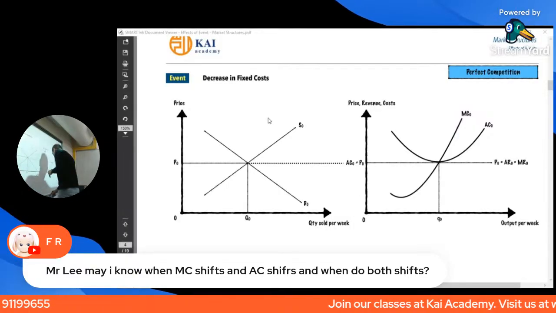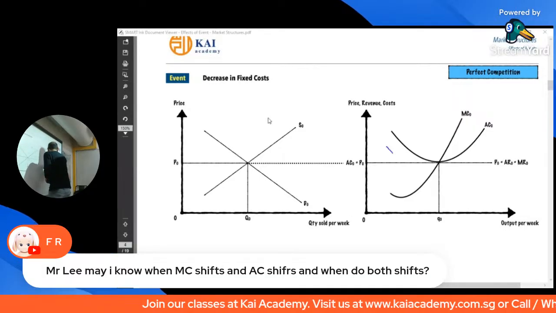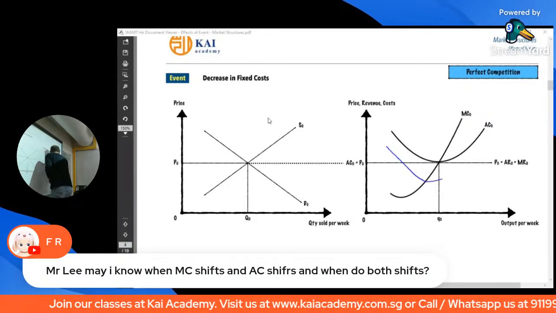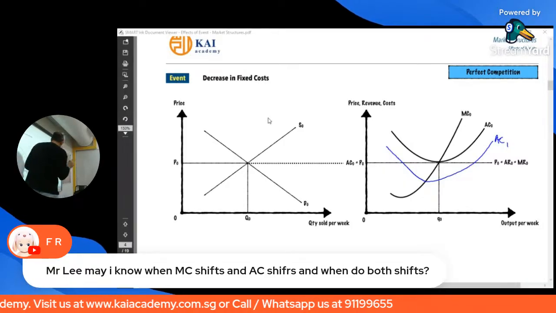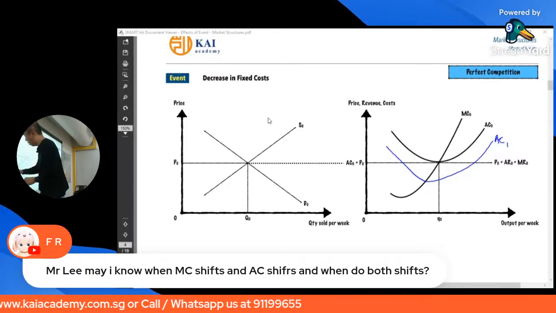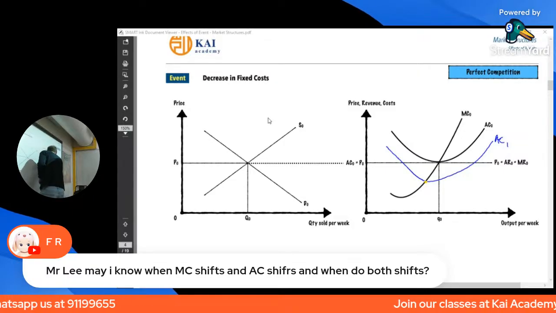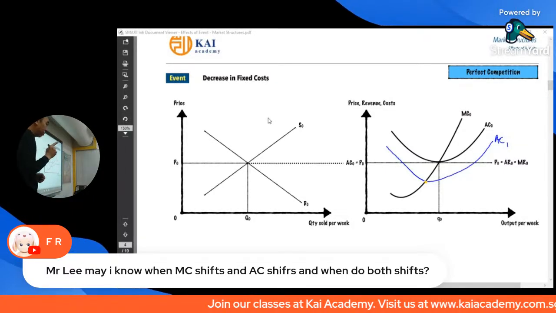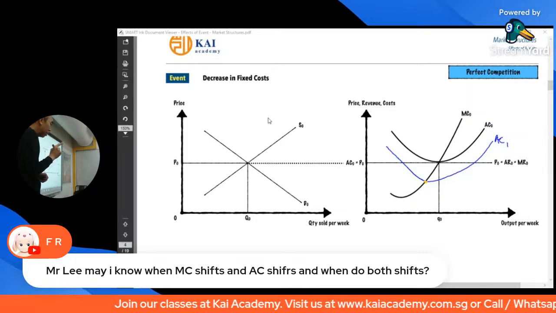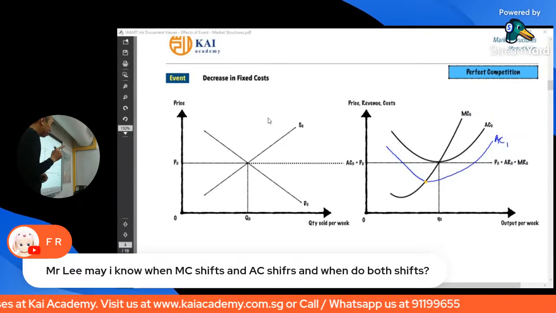So the way to illustrate this is to have your AC curve shift down. Now, as you draw your AC curve shift down, please take note of a very, very important point. The point is your MC must still intersect your AC at the minimum point of AC. So as you draw this shift, make sure the intersection point of MC and AC is at the minimum point of AC.